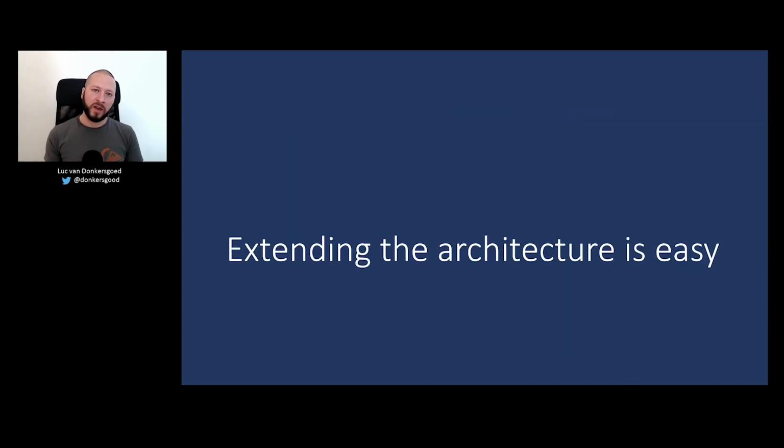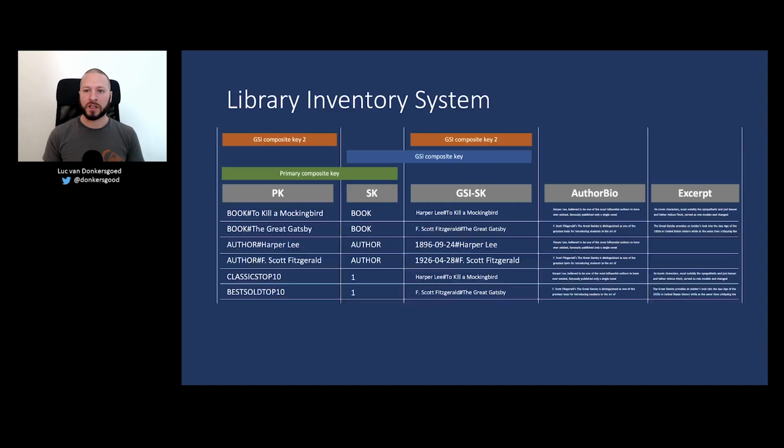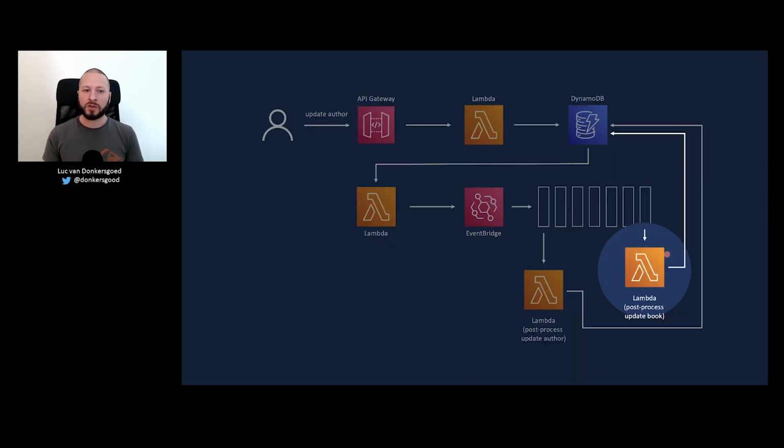And if you want to extend this architecture, that's also easy. So if we would say, hey, we don't only have a classics top 10, but we also have a best sold top 10, we only need to update this function so that whenever a book has been updated, we don't only update the classics top 10, but now we also update the best-selling top 10. So because the responsibilities are so clear, you only need to change your code in a single place whenever you're extending your architecture.